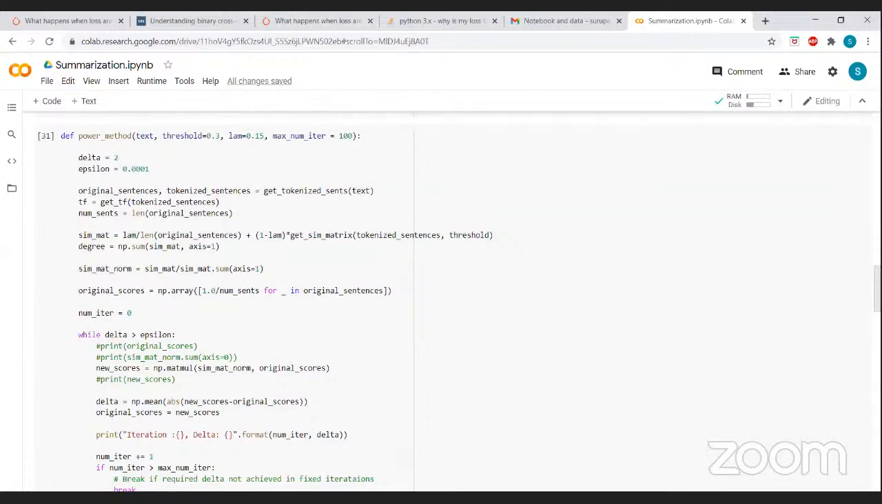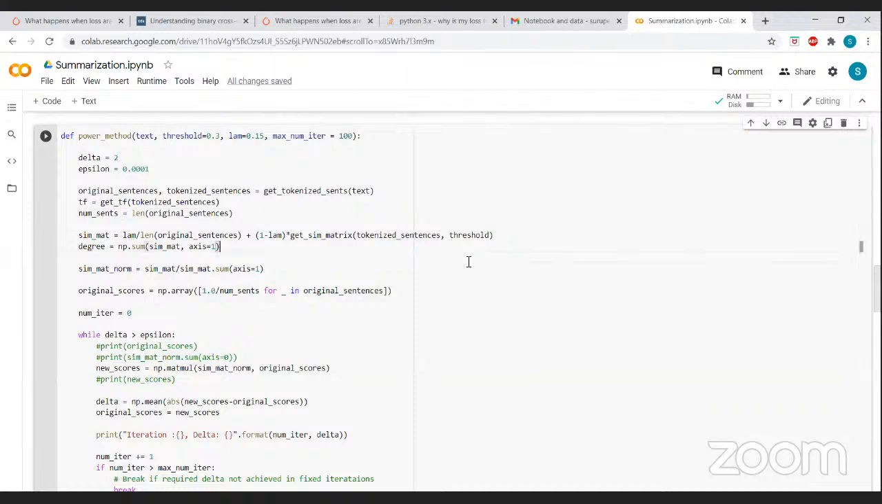Okay, let's go one by one. So we begin with a text. We find the sentences from the text. And then we find a similarity matrix. So the similarity matrix has two components.